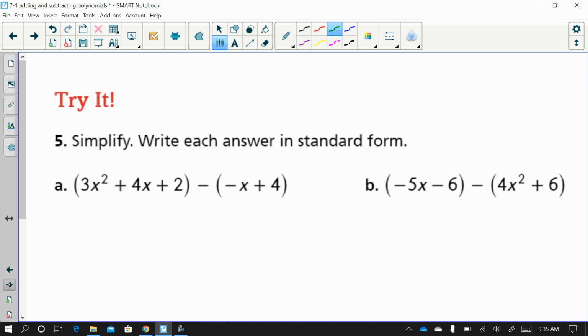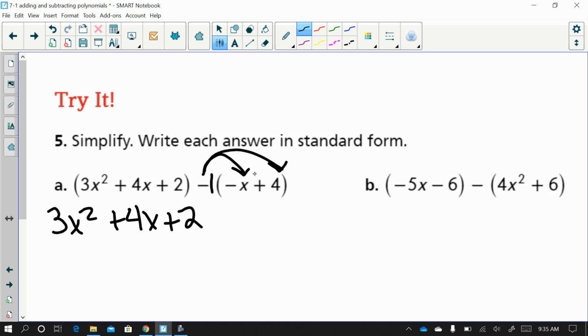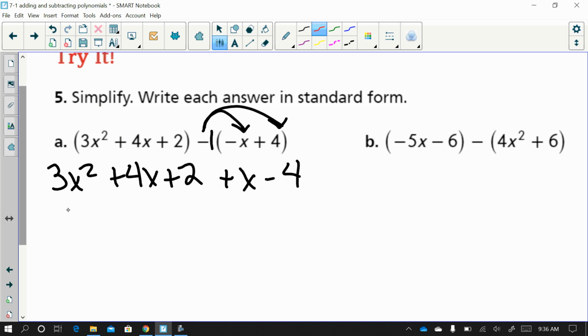Okay, your turn. Please pause the video and try these two. Okay, so again, remember it's a negative 1. I'm going to distribute that. So write down the first again. When I distribute, negative 1 times a negative x gives me a positive x. Negative 1 times 4 gives me negative 4. Now, all it is is combining like terms.